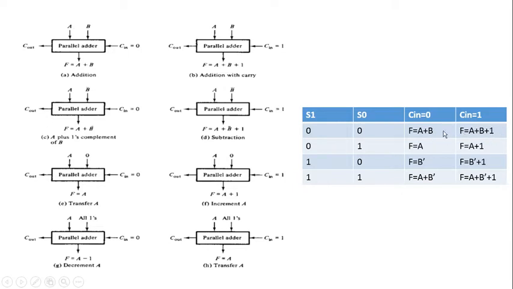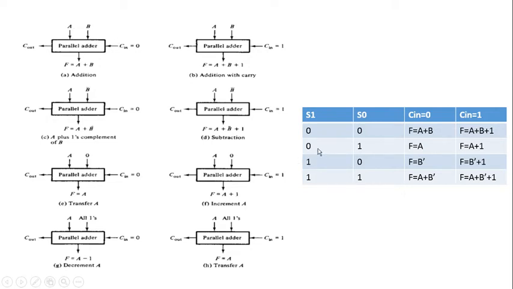What input combination do we need to get such a function output? With Cin equal to 0, we want A plus B as the function output. When Cin becomes 1, we want A plus B plus 1. Analyze these diagrams. Here is the parallel adder generating A plus B. What is the input configuration? We need to set A as the X input and B as the Y input. With Cin equal to 0, it generates A plus B. With Cin equal to 1, with X input as A and Y input as B, we get A plus B plus 1. So this function output is possible with this particular input configuration: set the X input as A itself and the Y input as B itself.